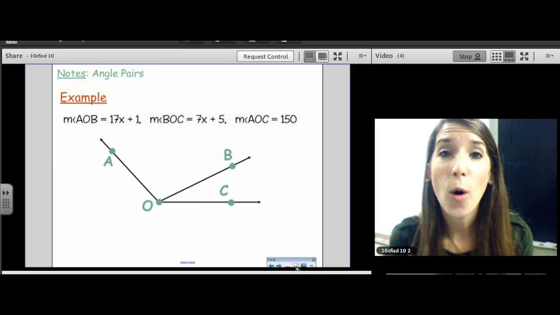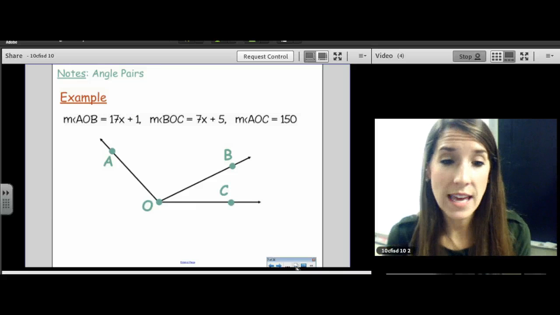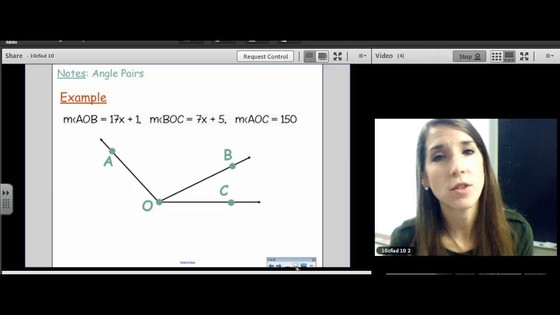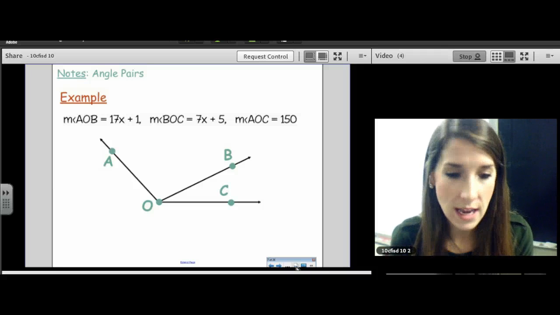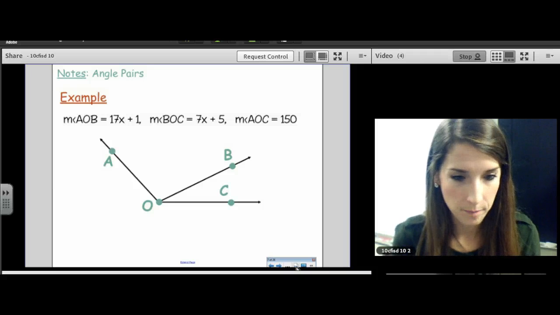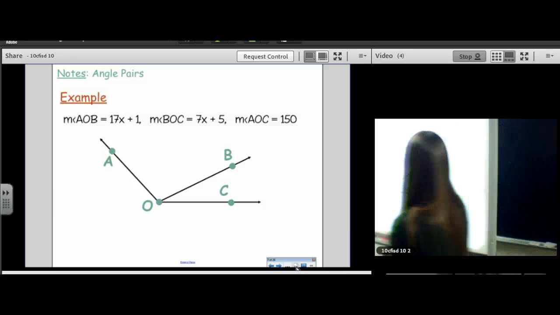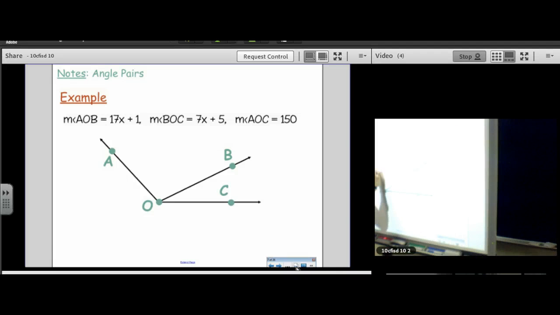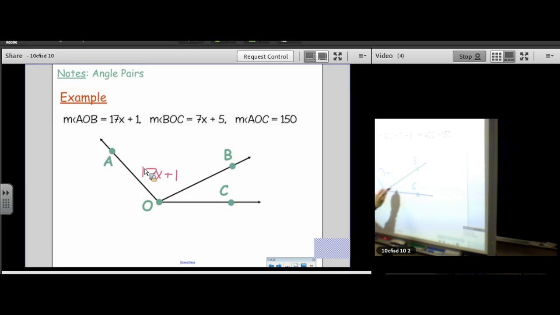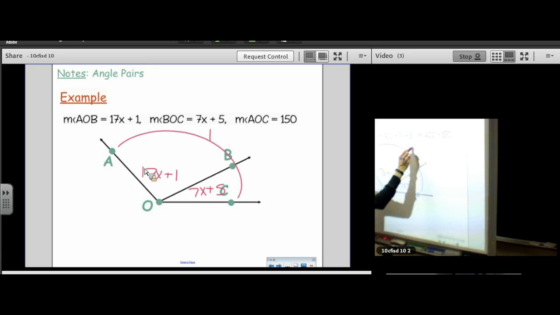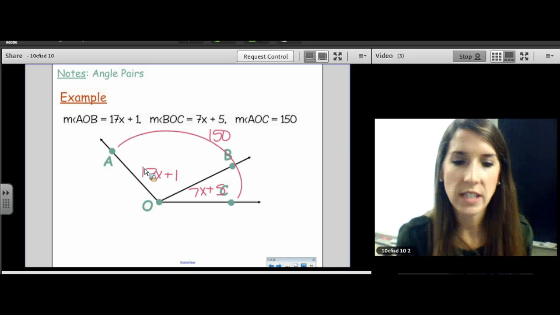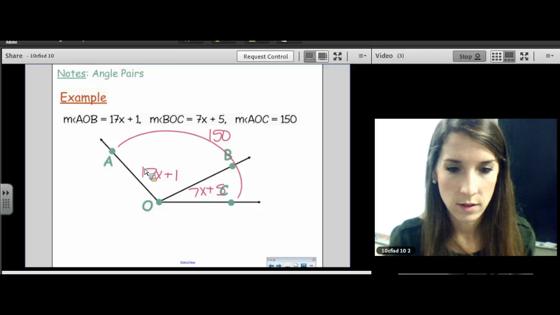Please always label your picture. When you are given information like that, please don't try to solve without first putting it in your diagram. Okay, measure of angle AOB is 17x plus 1. Measure of angle BOC is 7x plus 5. And the measure of angle AOC is 150 degrees. So these all represent degrees of angles.